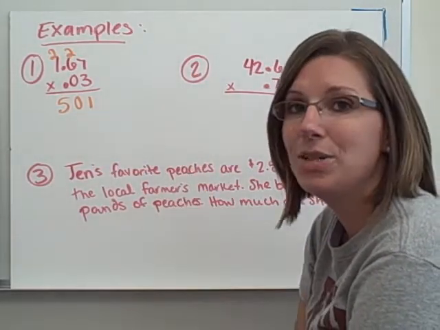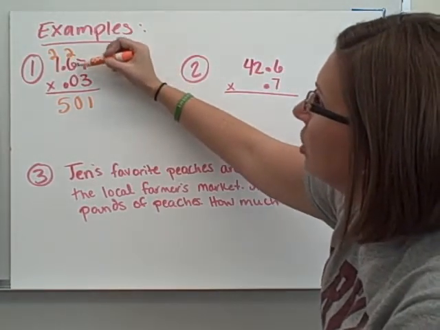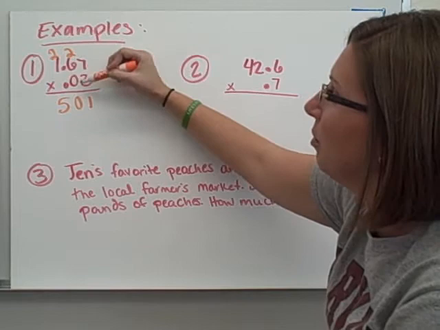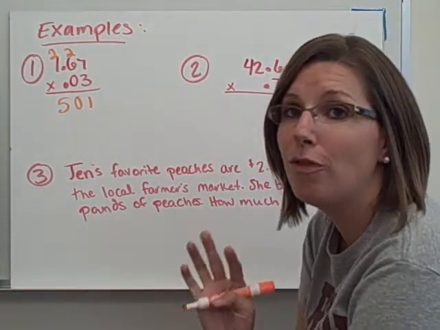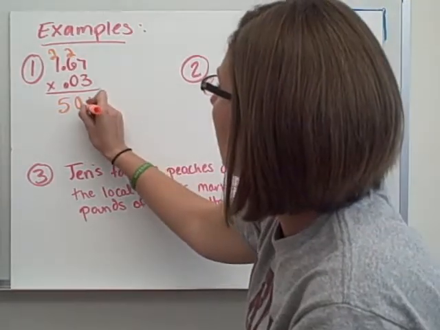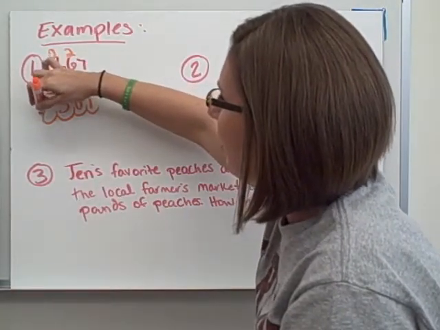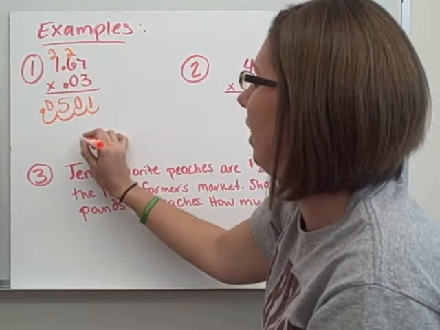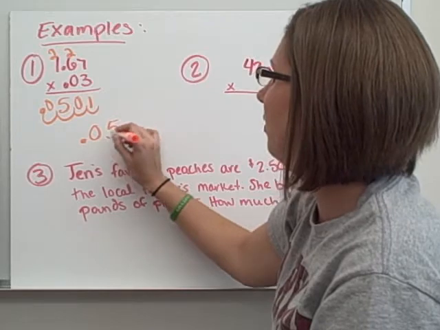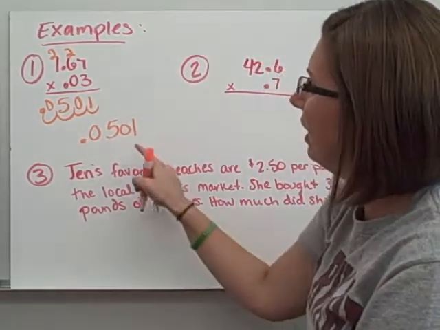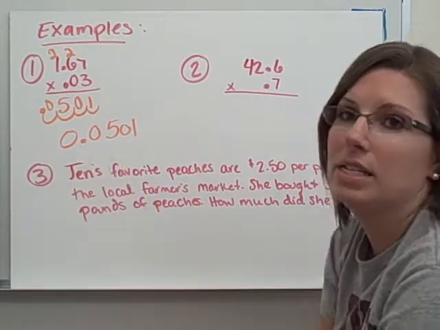The last thing I need to do is count my decimal places. So look here, I've got 2 decimal places in the top number, 2 in the bottom number. I'm going to move my answer a total of 4 decimal places. 1, 2, 3, and 4. Now since I didn't have a 4th number, I have to add a 0. My final answer is 0.0501. And then I need to add a 0 to the front to kind of show that my decimal is there.